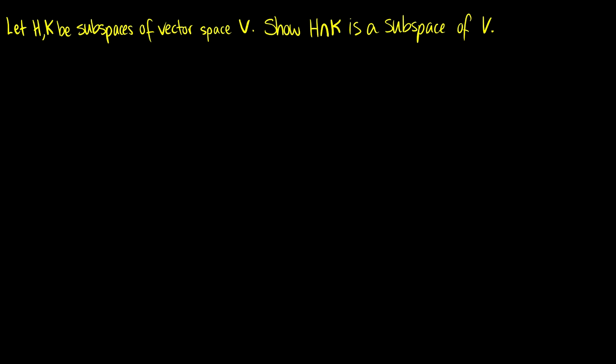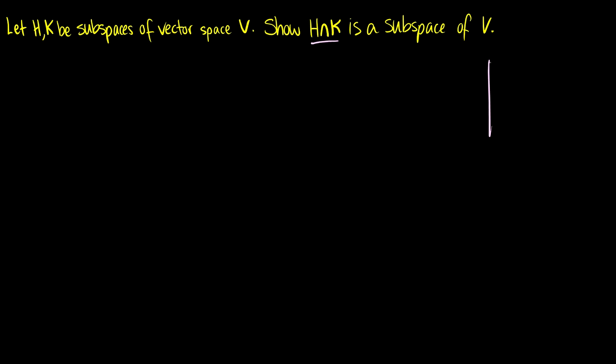In this video, we're going to do some more complicated proofs about subspaces in vector spaces. So for the first one, we want to let H and K be subspaces of some vector space V, and we want to show that the intersection of H and K is also a subspace of V.